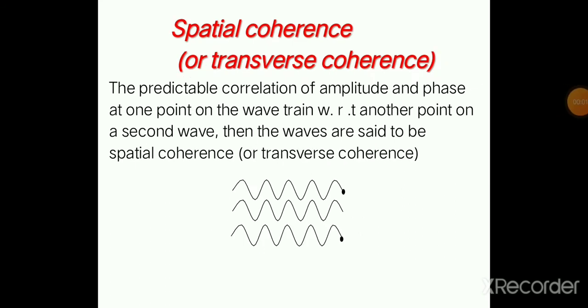Spatial coherence or transverse coherence. The predictable correlation of amplitude and phase at one point on a wave train with respect to another point on a second wave, then the waves are said to have spatial coherence or transverse coherence.